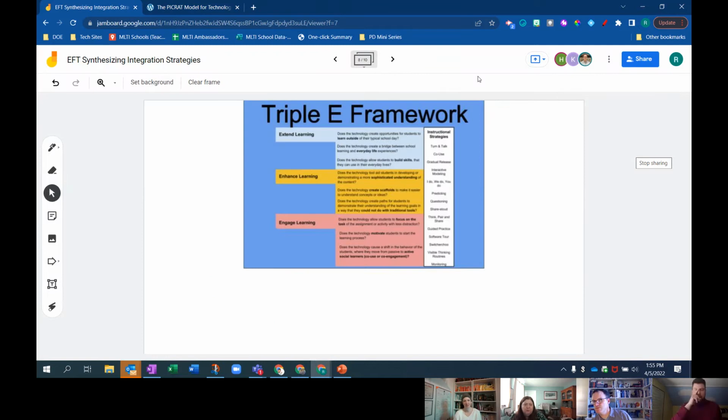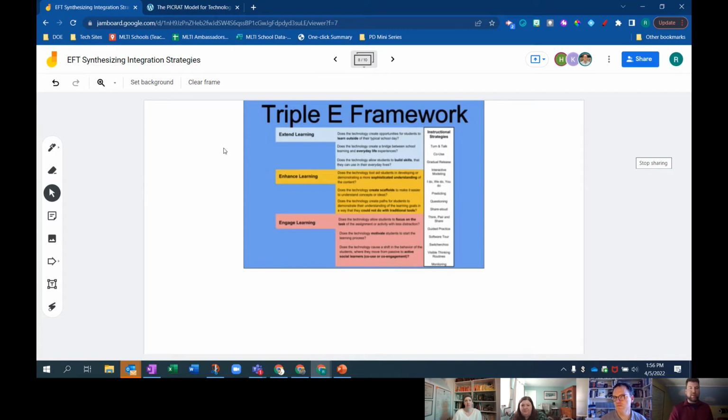Right along then. And then the last one here before we have you choose if there was one that you're going to work with, and it might depend on your role, I guess: the Triple E framework. This is Dr. Liz Kolb out of University of Michigan that has this.